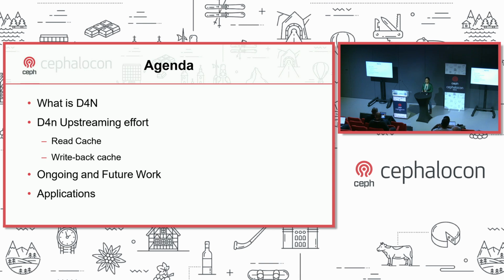I'll focus on the read cache and the write-back cache that has been implemented so far. And later, I'll move on to discussing the ongoing and the future work that's left as part of the D4N project. And in the end, we'll see a few applications where this D4N cache can be put into use.